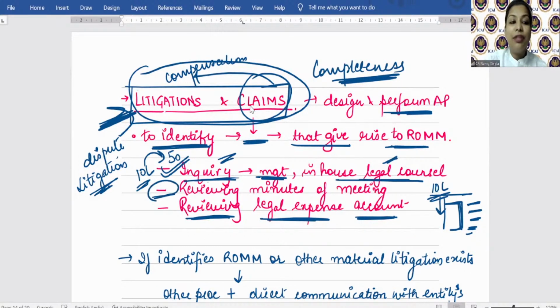And let's say if there is a meeting with the external legal counsel, so there must be some minutes of the meeting. So review the minutes of such meeting. If you remember when we did audit evidence, we saw that other information that authenticates the accounting record is also what? Audit evidence. So minutes of the meeting.